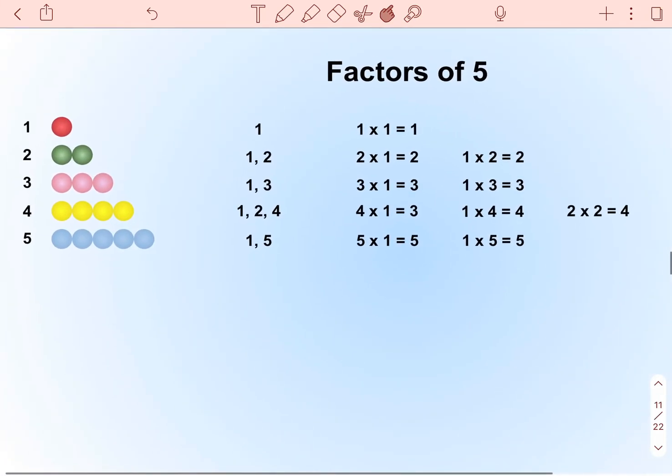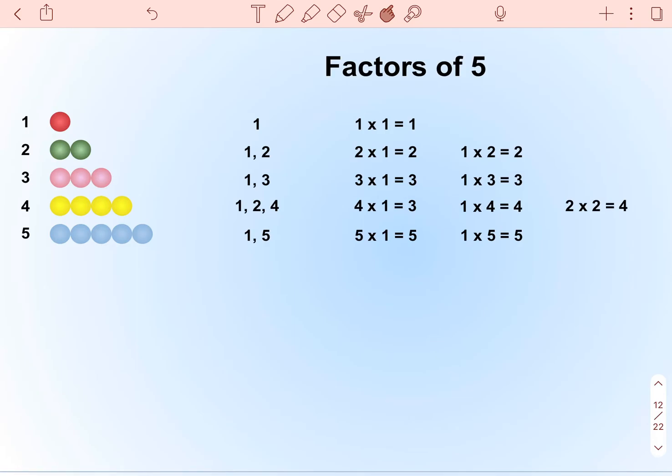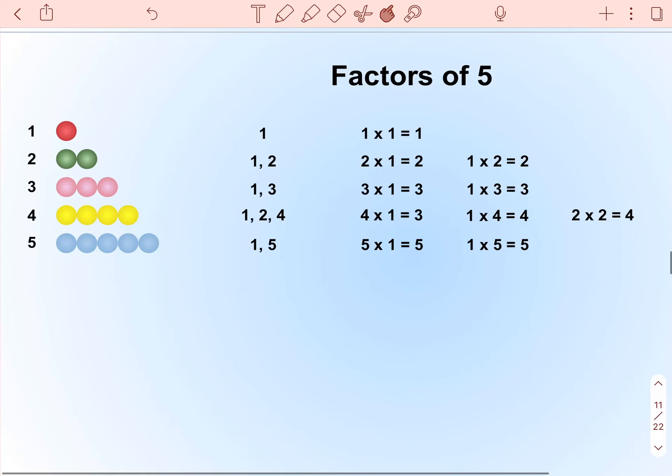Your math notebook, go ahead and record that as well. So 5 has 2 factors, 1 and 5, and the equations are 5 times 1 equals 5, and 1 times 5 equals 5.